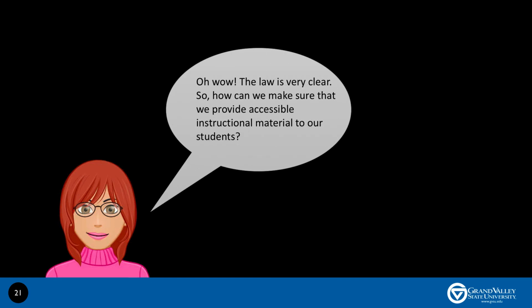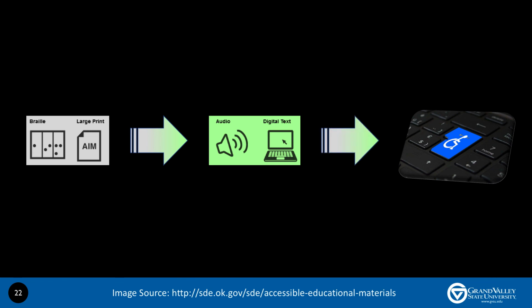Oh wow, the law is very clear. So, how can we make sure that we provide accessible instructional material to our students? Well, the law does not restrict schools from acquiring or using inaccessible technologies. Instead, it requires schools to make sure they provide students with disabilities other accommodations or modifications. However, transforming inaccessible non-digital and digital curriculum into accessible formats may well be beyond the scope and capabilities of most elementary and secondary schools. A better, more cost and time-effective strategy would be to make sure that digital materials, delivery systems, and devices are accessible from the outset.